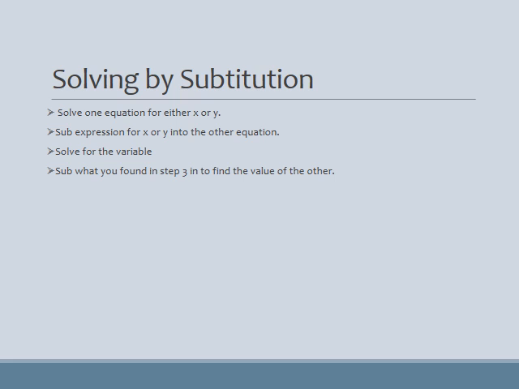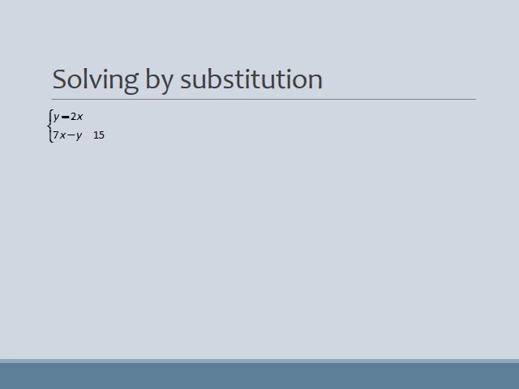You have all these steps written down. I'm not going to go through them. If you don't have your notes with you and you need to pause it, go ahead and pause it. It's not going to make much sense until I actually go through some examples. So here I have a system, y equals 2x and 7x minus y equals 15. Notice I have those little brackets around both. It means that that's a system. It's just one way that we can identify one.